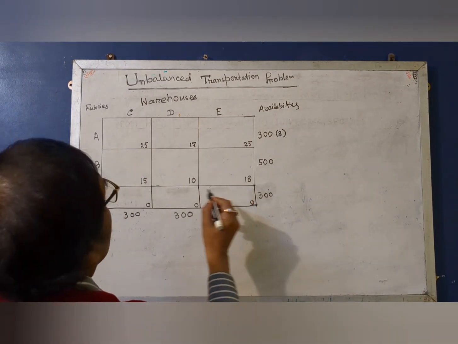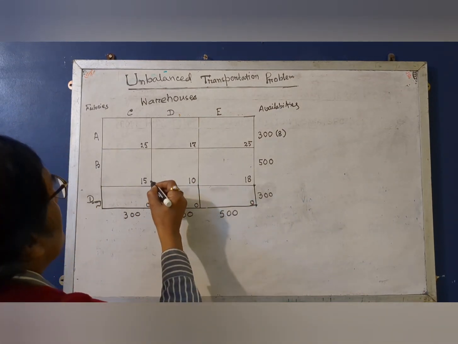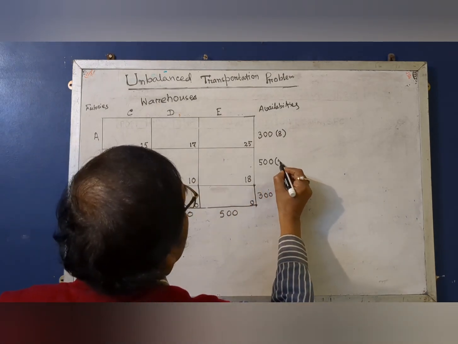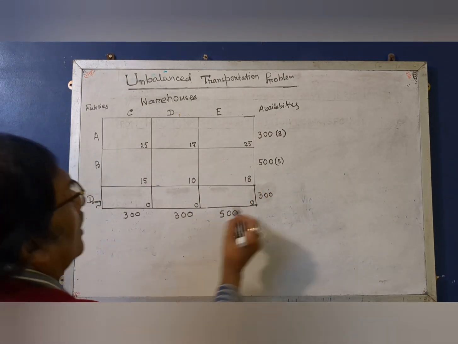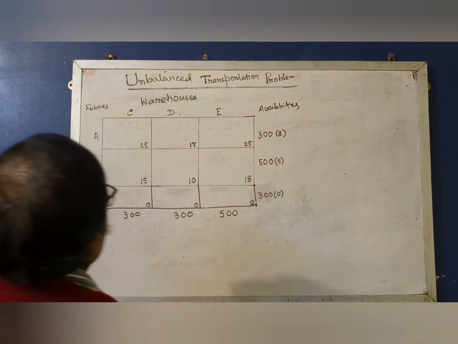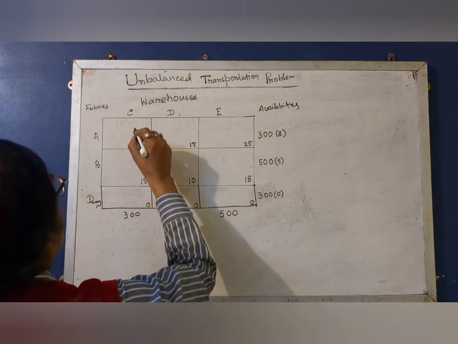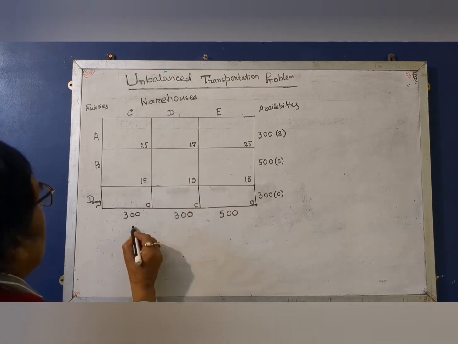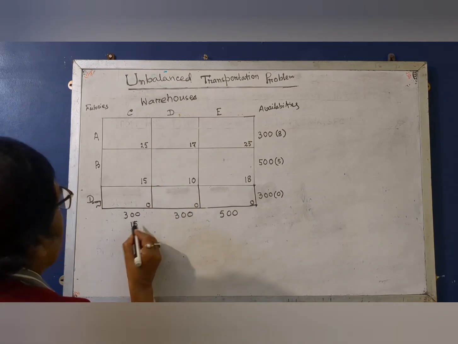For the second row, the lowest cost is 10 and the immediate lowest cost is 15. The difference is 5. You note down 5. And for the third, 0 and 0, that's why it is 0. Same process you have to do column wise. The lowest cost is 0 and the immediate lowest cost is 15. That's why the difference is 15.